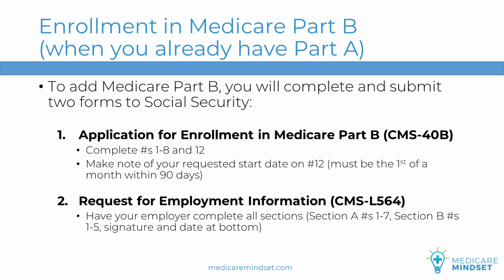This is the form that verifies you have been covered continuously through a group health plan, and you will not be assessed a late enrollment penalty for Part B. Your employer will complete this form on your behalf. Let's take a look at these forms so you can get acquainted with them and avoid making mistakes.